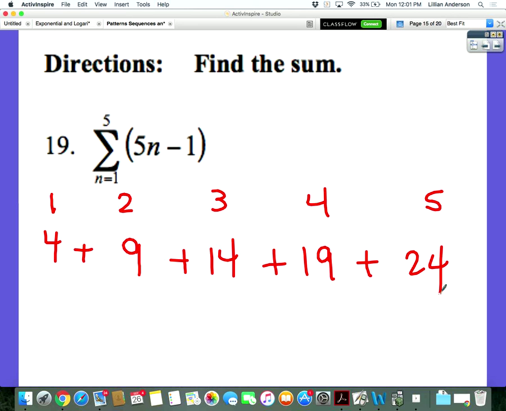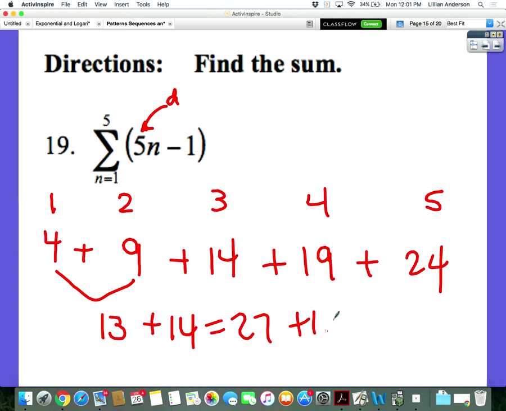So remember, this is the explicit form. So this is always your common difference. Then you just add them up. This right here is 13. 13 plus 14 is 27. 27 plus 19 is 46. Plus 24 is 70.